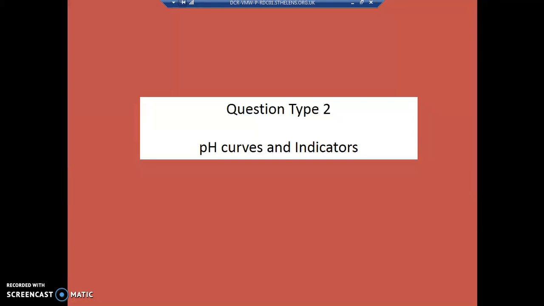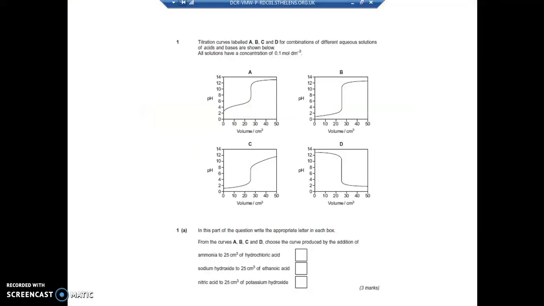Question type 2, pH curves and indicators. Let's have a look at this one. It's starting off at about pH 3, so it's not a strong acid, but it's ending up at pH 13 or 14, so it is a strong base. That's confirmed by the fact that the pH goes up slowly here, so that's a weak acid going up slowly to pH 7, and then the pH shoots up very, very quickly, almost to pH 14 straight away. So a weak acid and a strong base.